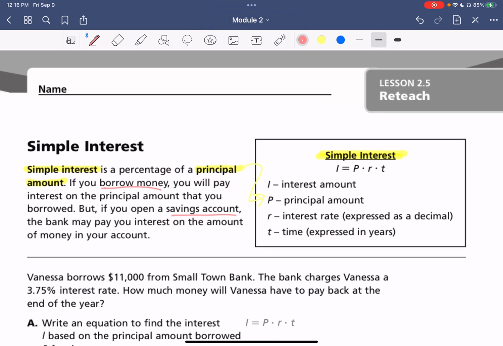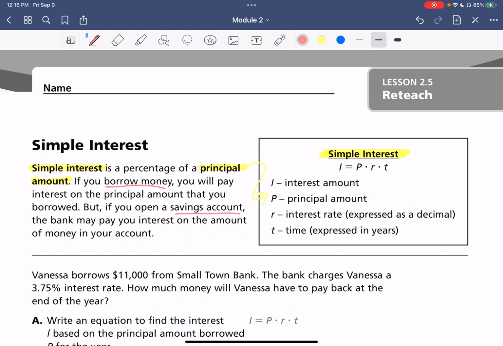So some vocab here. We have our simple interest, which is the topic of our lesson today, and that is a percentage of a principal amount. So there's two different situations that we'll see with this. You will borrow money, so you will pay interest on the principal amount that you borrowed, or if you open a savings account, the bank may pay you interest on the amount of money that's in your account.